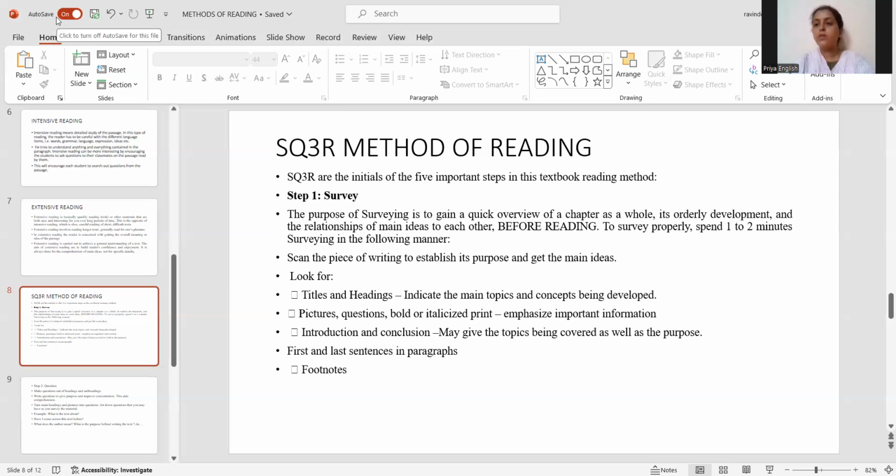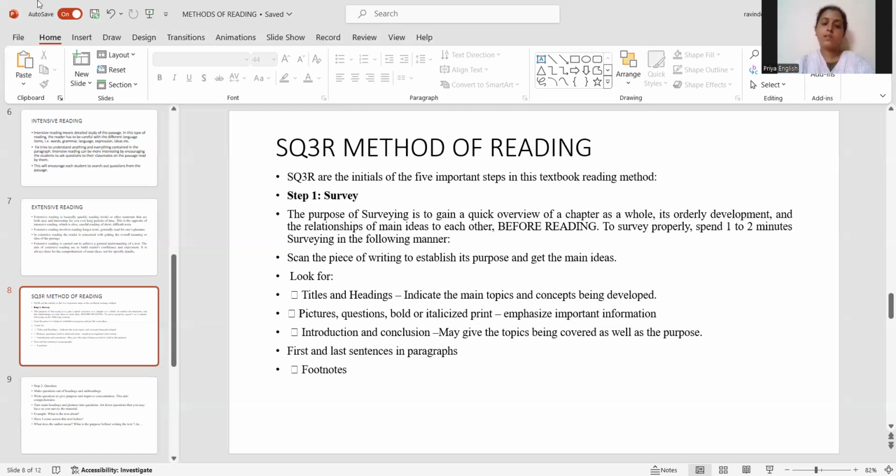Okay, wherein you could establish the purpose of the text. What is the main idea? What are the points which are reflecting the main idea of the text? So just make a note of those points or just underline those points. So in surveying, you're just going through the overall text without going into the detailed, thorough reading of that particular text.